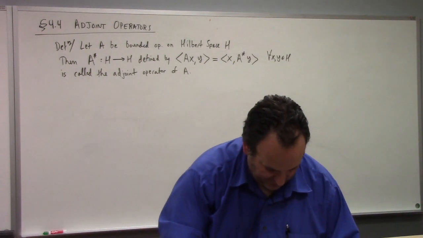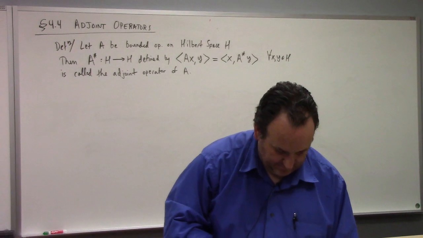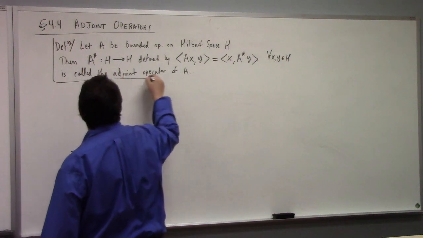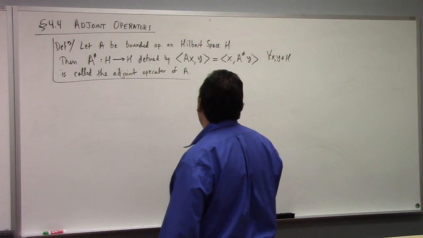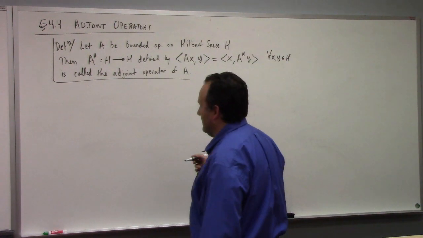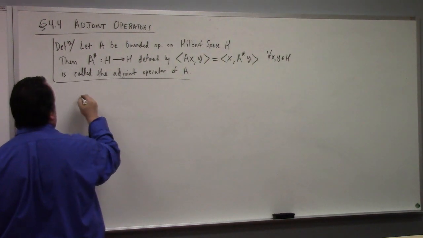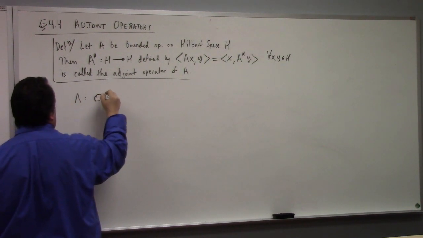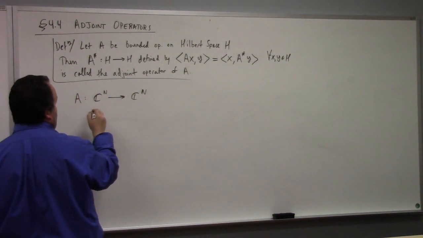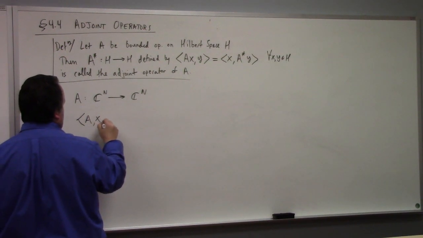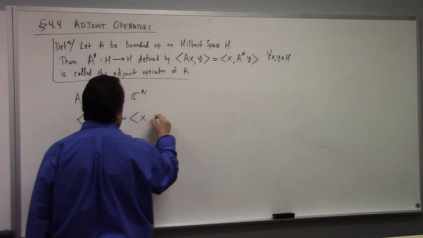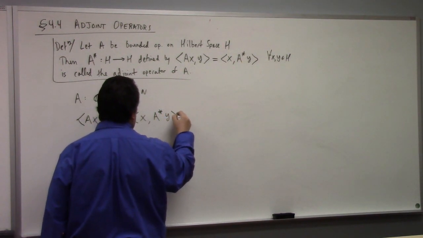He says this is also called the Hilbert adjoint. But yes, this is if we look at the context of A from, let's say, Cn to Cn, and you have this condition that Ax, comma, y is equal to x, comma, A star y, like that.